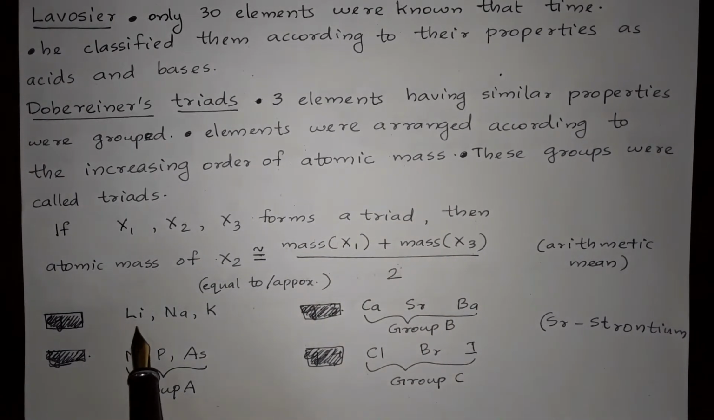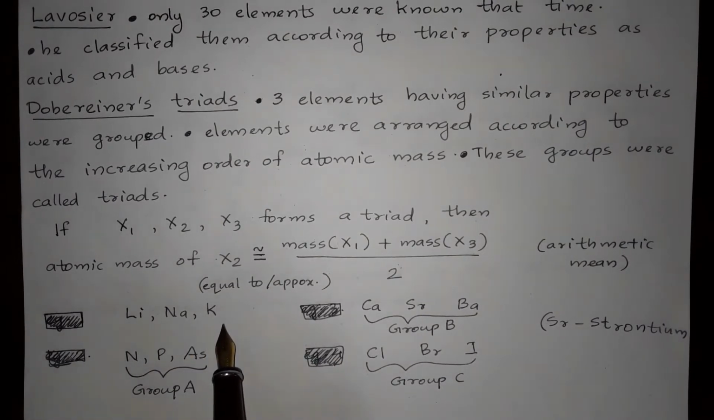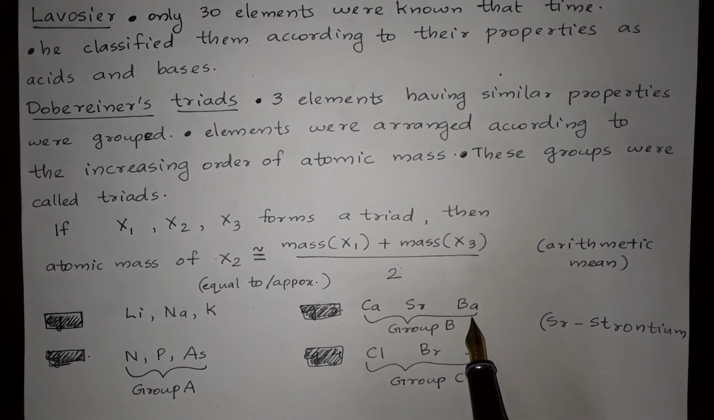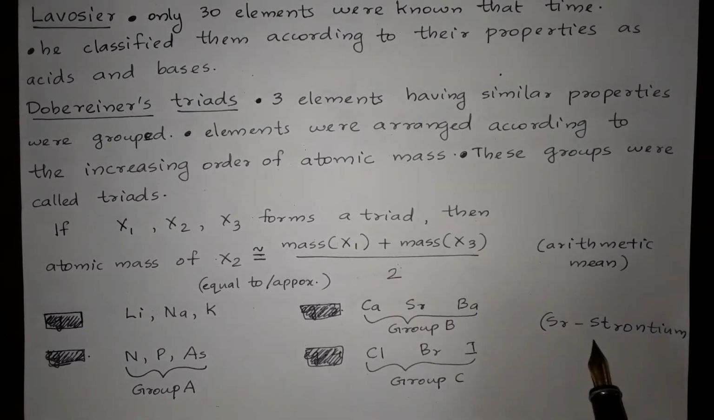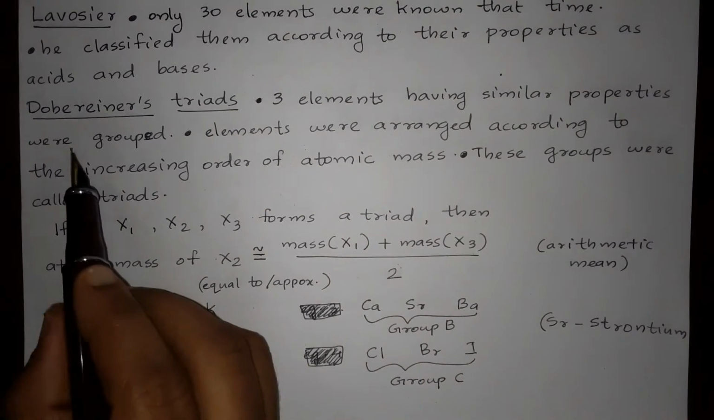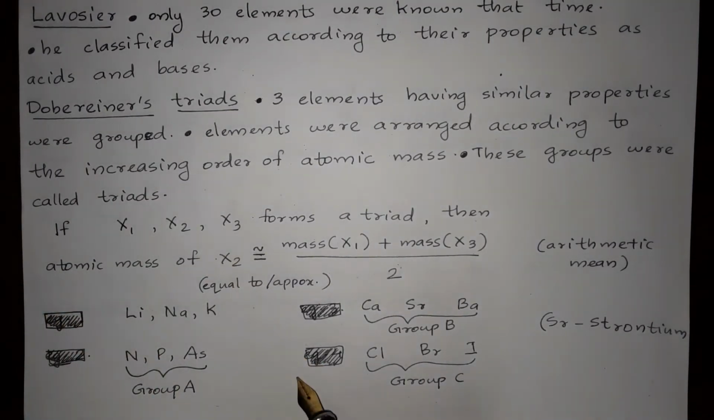Now, some examples of triads are here: lithium, sodium, potassium. We know all these 3 have similar properties. Then nitrogen, phosphorus, arsenic. Then calcium, strontium and barium. Sr stands for strontium. Then chlorine, bromine, iodine. Like this, Dobereiner made this mode of classification known as triads.